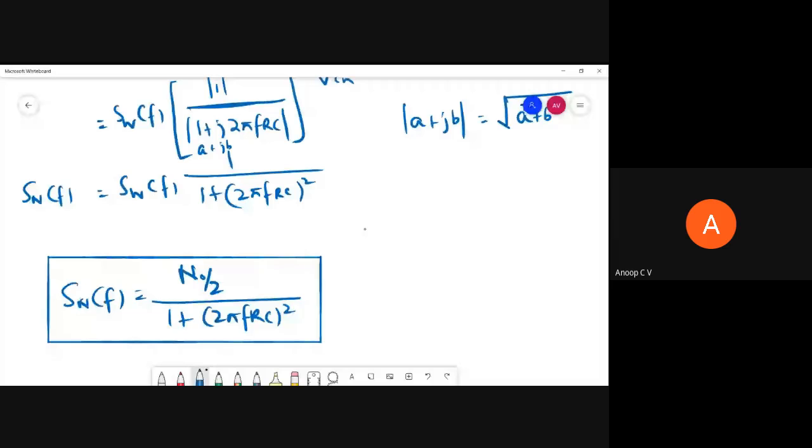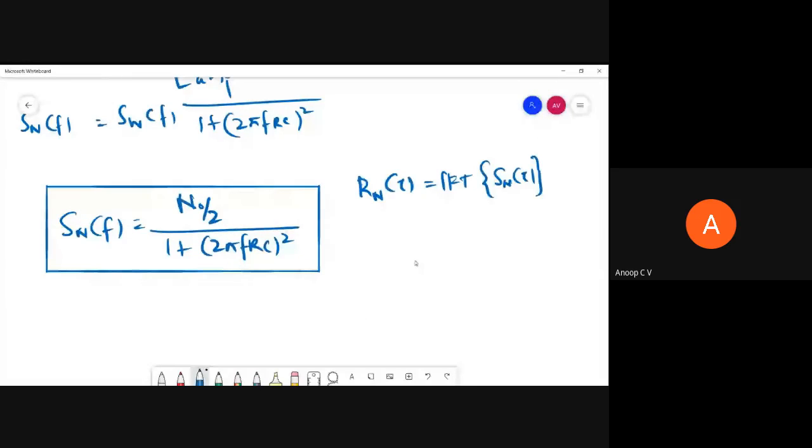Next we need to find the autocorrelation function Rn of tau. Rn of tau is nothing but the inverse Fourier transform of Sn of f. For this we'll have to use a standard result. We know the Fourier transform of a function like this, which is e power minus a mod of t.